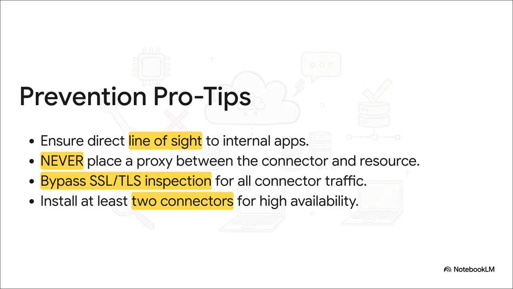Rule number 1, the connector needs a direct line of sight to your internal apps. Don't stick a proxy server or anything else between them. It just complicates things. Rule number 2, which we hammered on earlier, configure your firewalls to bypass inspection for all the connector's outbound traffic. Just let it go. And finally, for the love of uptime, please install at least 2 connectors in a group for high availability. Don't have a single point of failure.